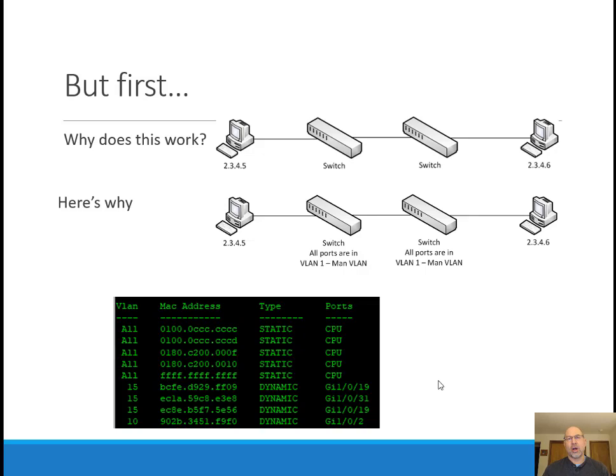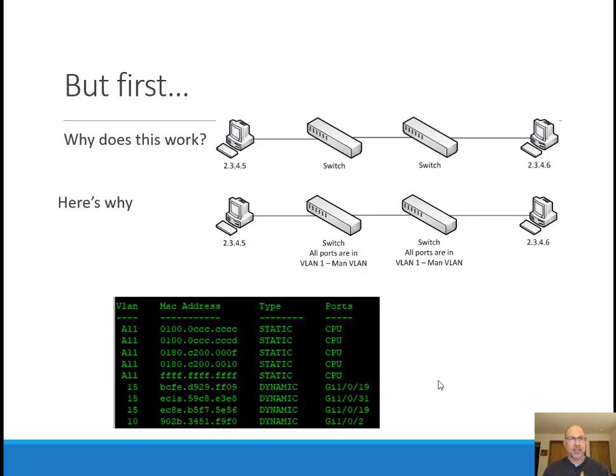Now, before we go charging off into VLAN land, let me ask you a question. In the top topology here, why does this work? When we have 2.3.4.5 pinging 2.3.4.6 across a collection of switches, why does that work by default? And the answer is that all the ports in those two switches are all in the same VLAN. So what we're adding to our processing now, at least as far as the switch is concerned, is the idea of a VLAN boundary. So all ports on switches by default are going to be in VLAN 1.